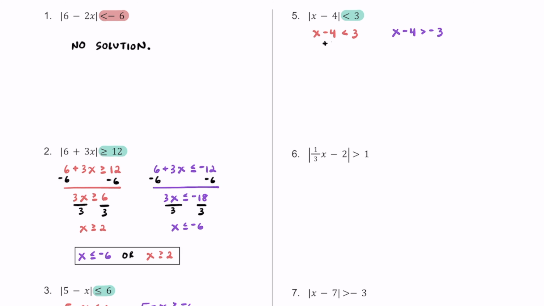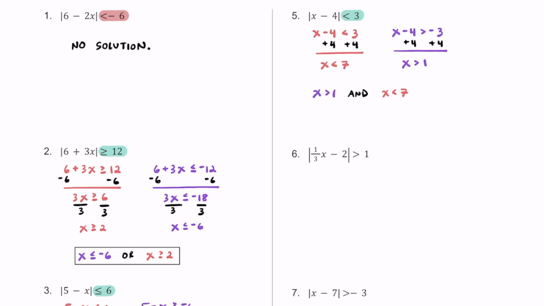On the left side, let's add 4 to both sides. Adding 4 to both sides here, this -4 and +4 cancel out, so we're going to get x is less than +7. And then for the inequality to the right, let's add 4 as well. That -4 and +4 will cancel out. We're going to get here x is greater than +1. Combining these two pieces together, we can say x is greater than 1. This is going to be an AND inequality, and we can say that x is less than 7.